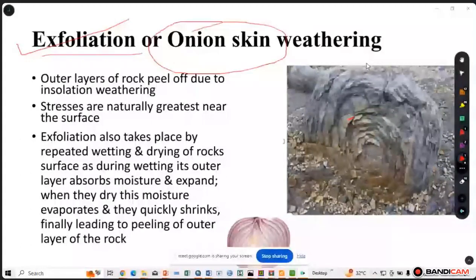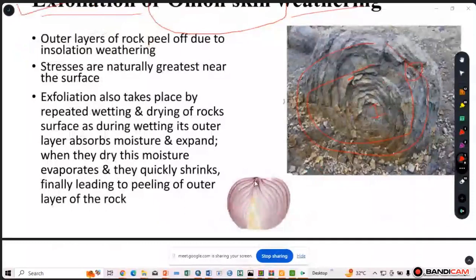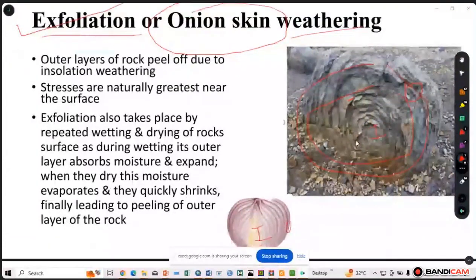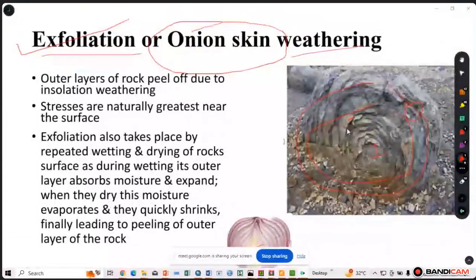You see, these are the outer part and these are the inner part. The outer part becomes exfoliated. You see, these are like onion shape. Inner, outer, and these are the exfoliation part. Due to the action of sunlight, what happens? It expands, and during the night time, it contracts.